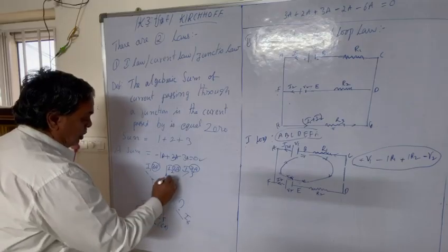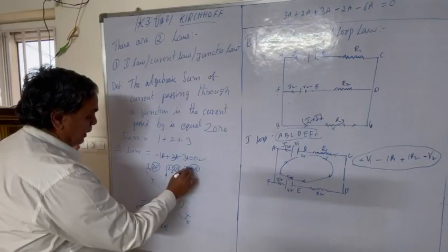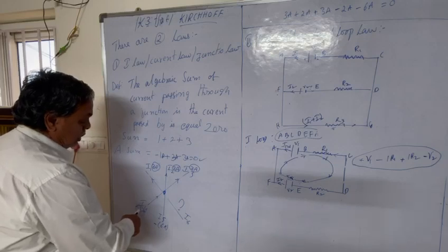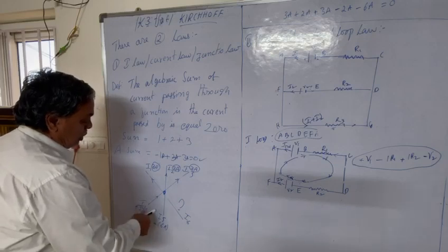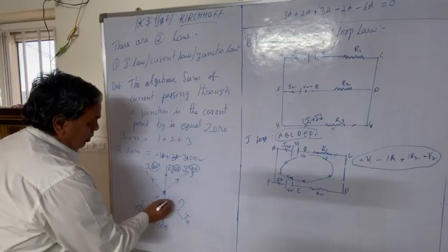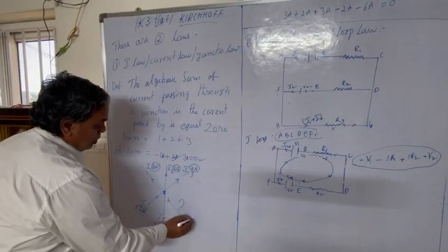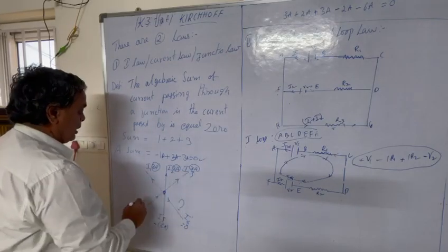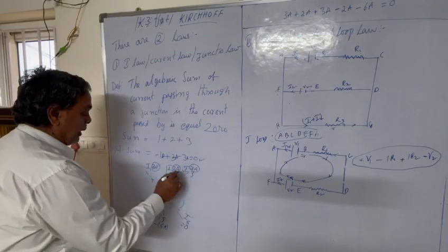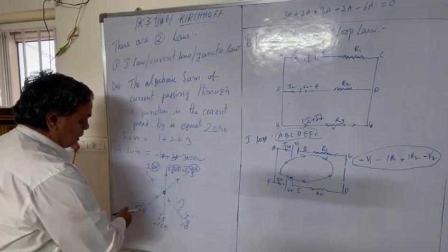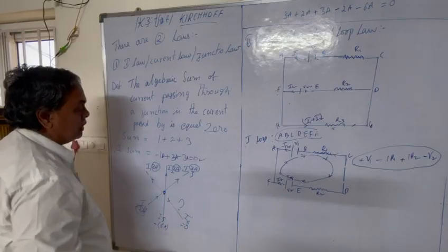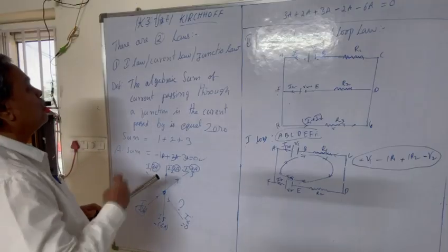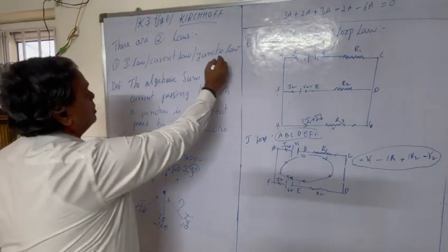These are 3, 2, 5, 8. Here 6 and -2, minus and negative. What will happen at this junction? This is equal to 0: 3 plus 2 plus 6. 3 plus 2 is 8 amperes, which equals -2 A plus 6 A. This is Kirchhoff's first law, or current law, or junction law.